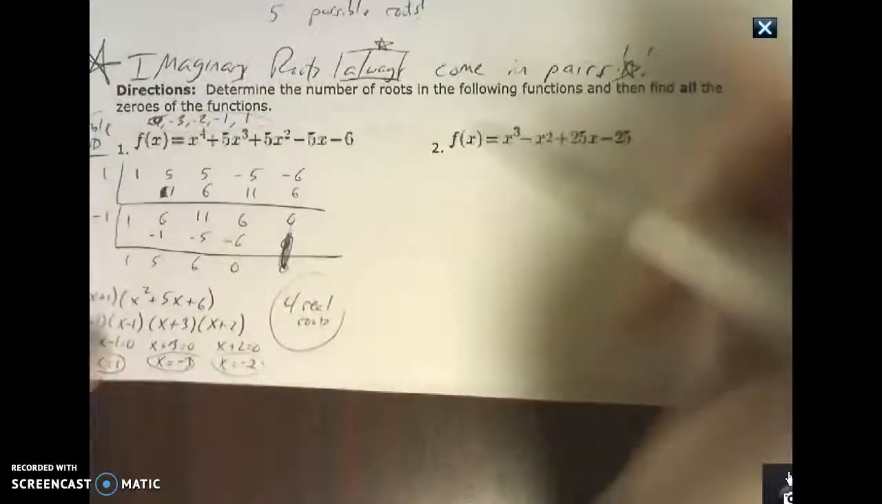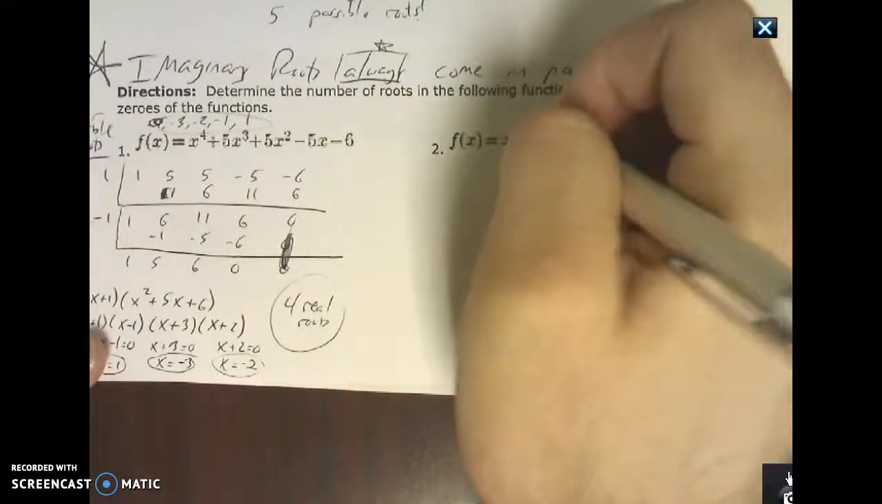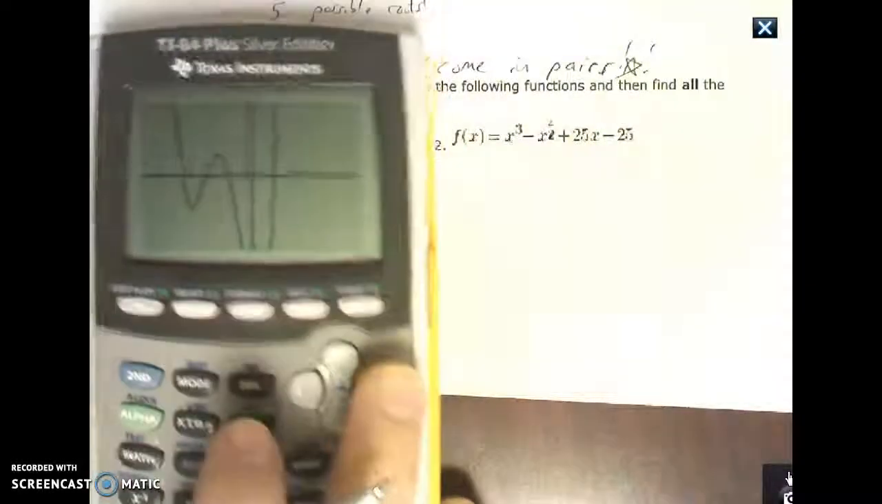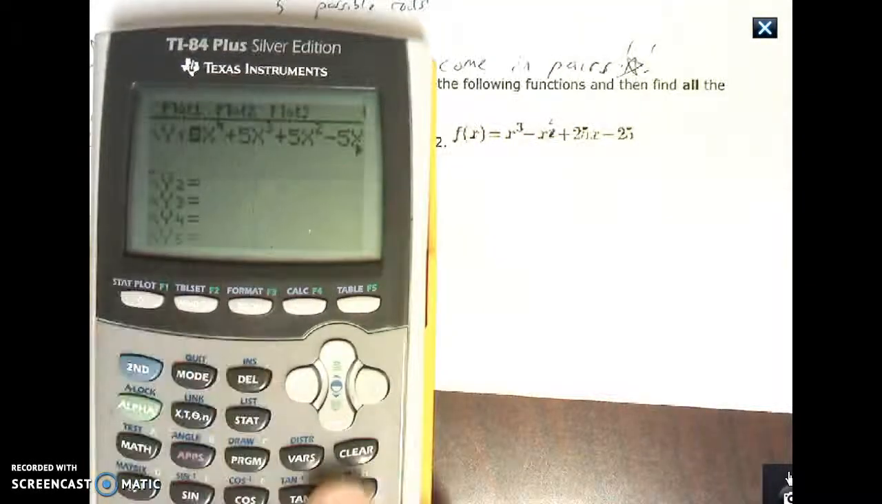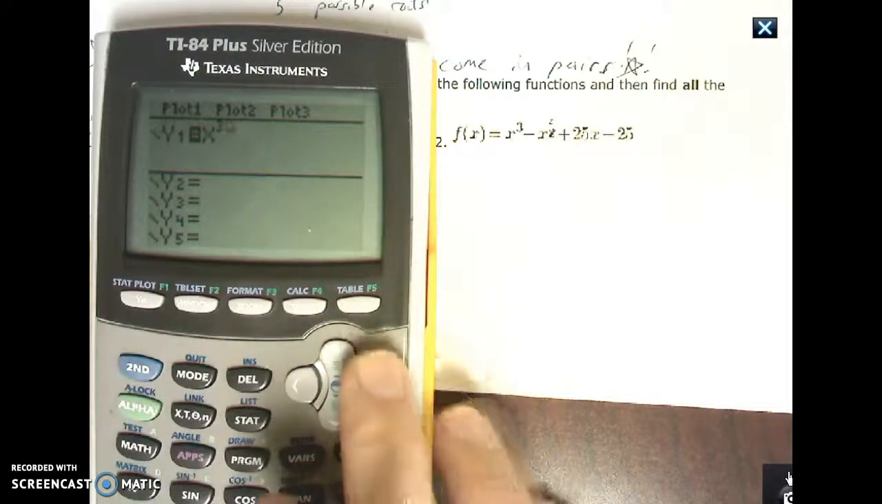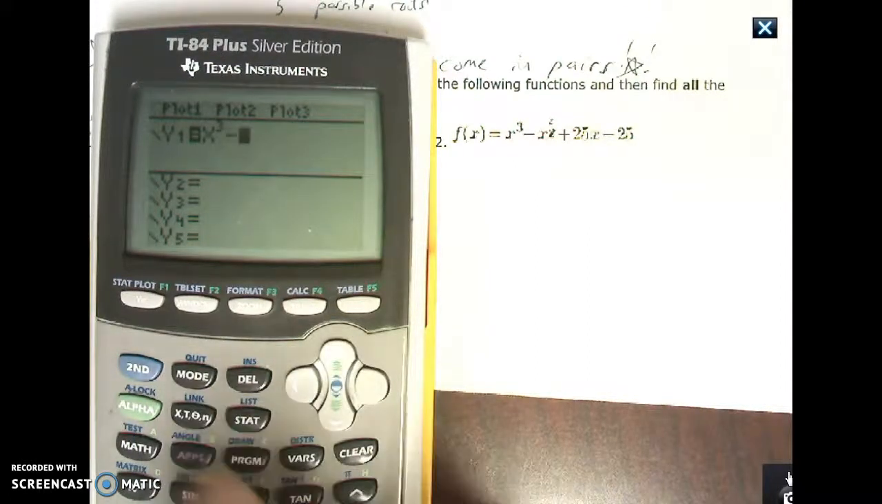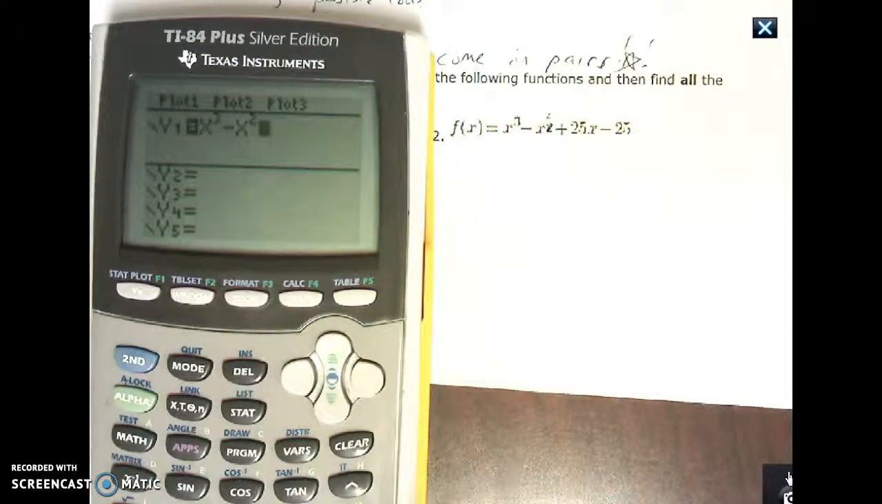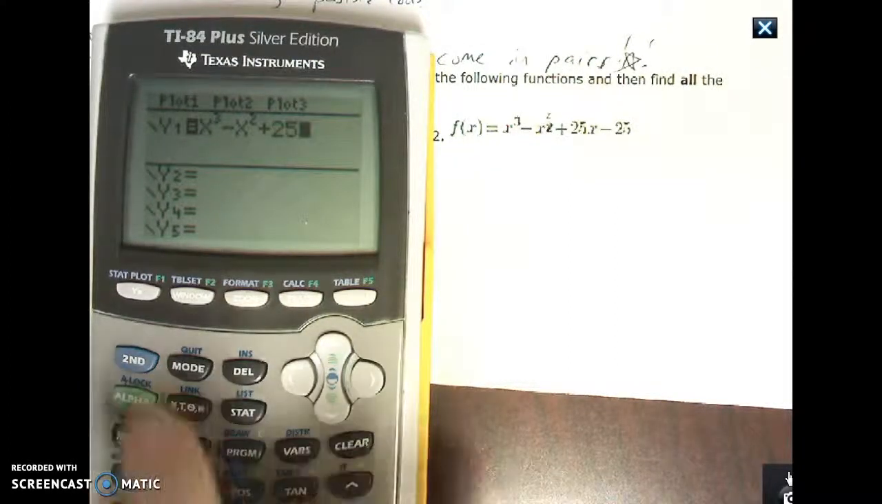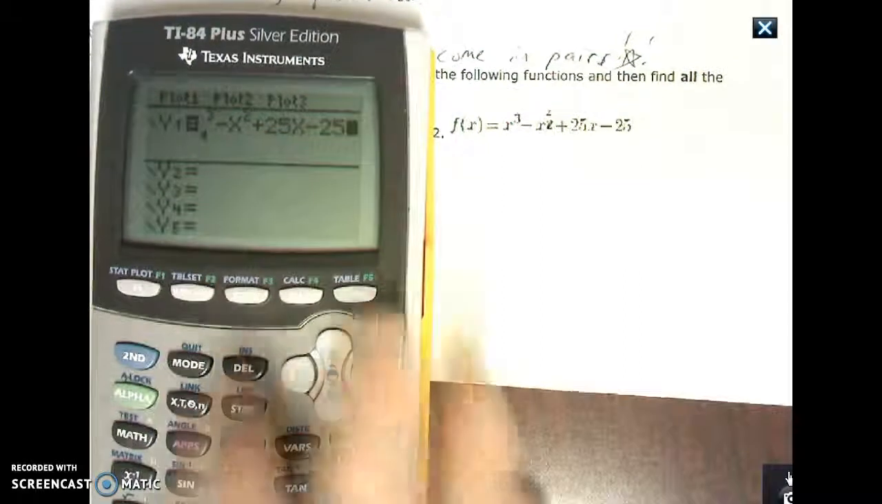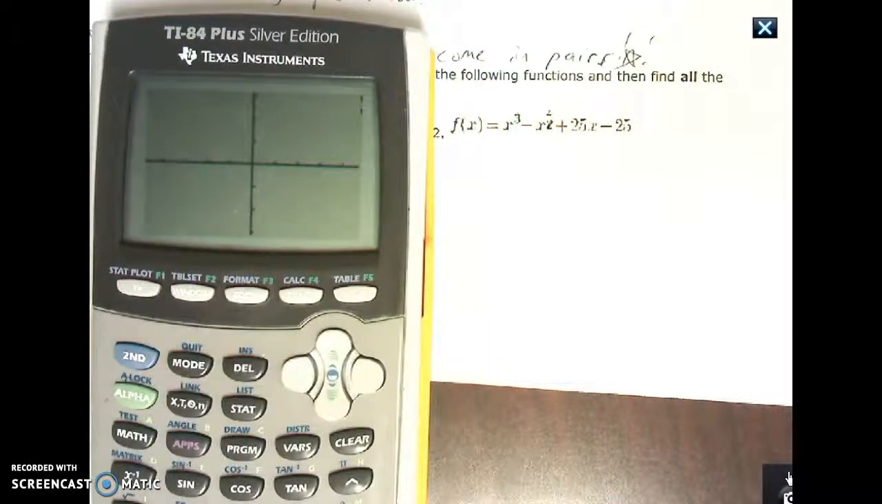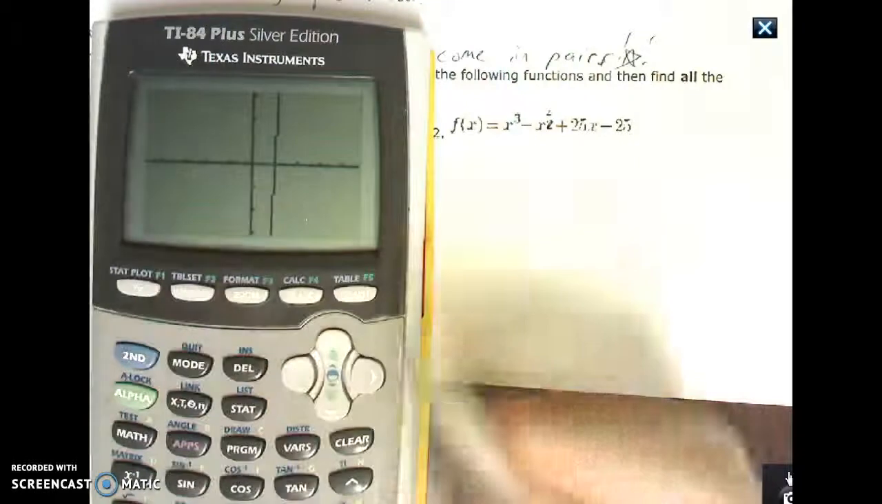Now, for my second one, this is an x squared, by the way, in case you couldn't think that one through. Going back to y equals, I'm going to clear this out. I'm going to type in x to the 3rd minus x squared plus 25x minus 25. And I'm going to hit graph. Okay, so I'm still zoomed in, but it's okay, because here we go.